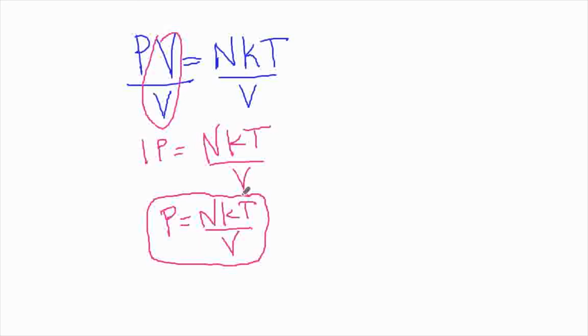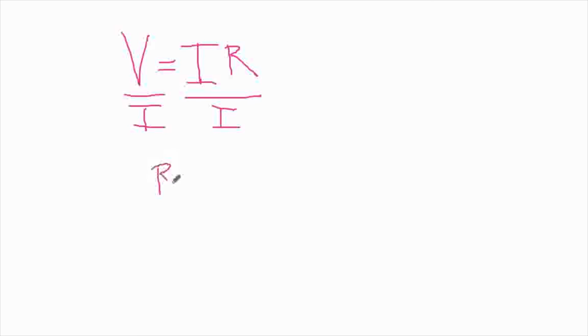Let's do another one, and then we'll end with one more. So another formula, this one from electrical engineering. The voltage is equal to the current, which is denoted by a variable I traditionally, times the resistance denoted by R. So V is equal to IR. What if I wanted to know what R was? You could divide by I, and so R is equal to V over I.